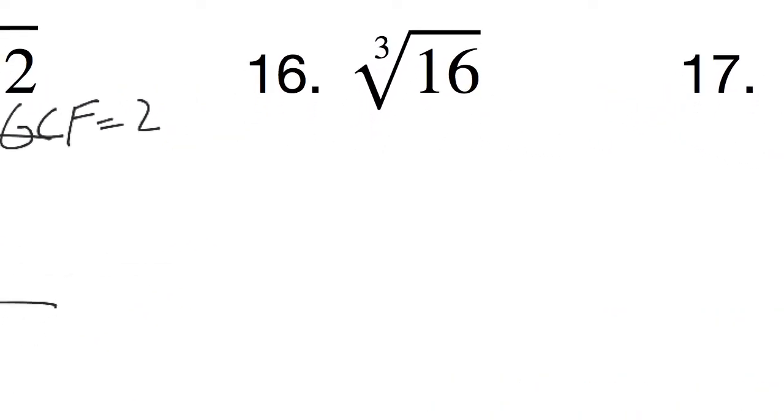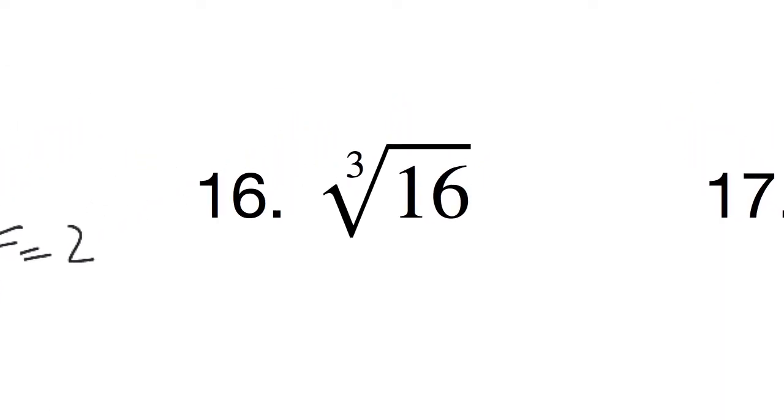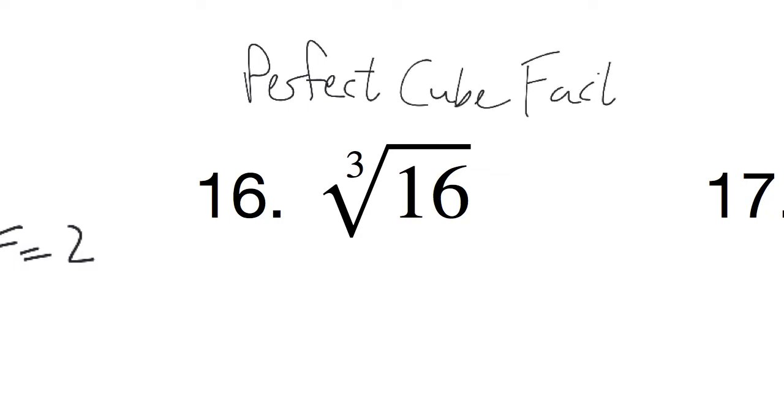What number times itself is 16? Well, no easy number times itself 3 times is 16. It would be a lot easier if it was just the regular square root of 16, or even the fourth root of 16. So can I get a perfect cube factor? That means a number that is both a factor and a perfect cube of 16. Yeah, that's going to be 8. 8 is a perfect cube, and it's a factor of 16, because 8 times 2 is 16.